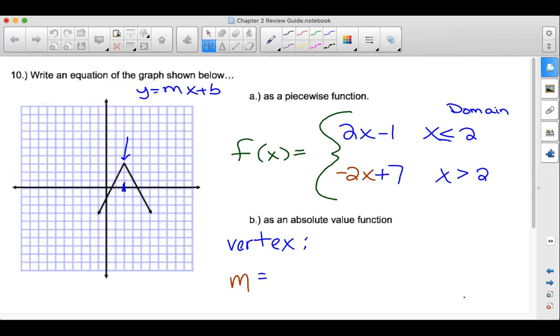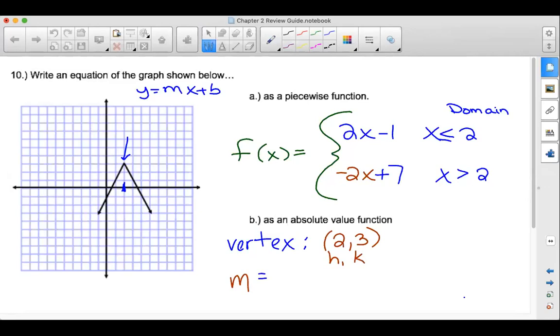So Malachi, do you know what that vertex is at the top of the graph? 2, 3. That's our H and the K value. And then we have the slope. So one is a positive 2, the other one is a negative 2. That's the slope of the two lines.